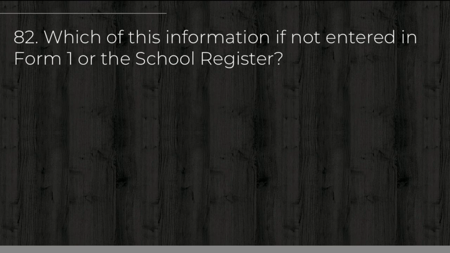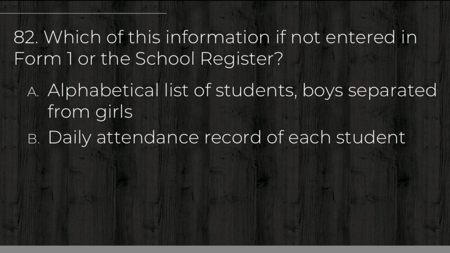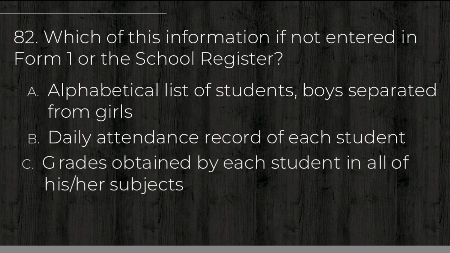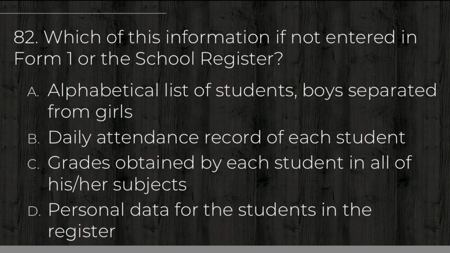Number 82. Which of the following information is not entered in Form 1 or the school register? Letter A, alphabetical list of students, boys separated from girls. B, daily attendance record of each student. C, grades obtained by each student in all of his or her subjects. And letter D, personal data for the students in the register. So your answer should be letter C.